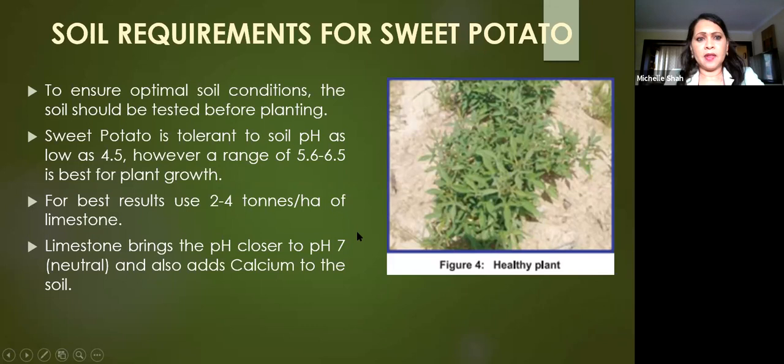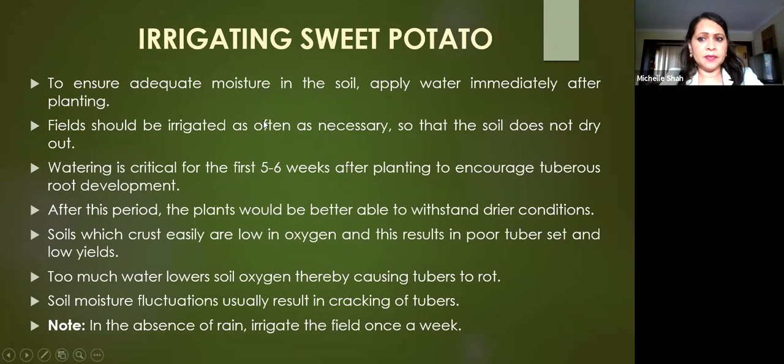Irrigating sweet potato. Ensure adequate moisture in soil by applying water immediately after planting. Fields should be irrigated as often as possible. Watering is critical in the first 5 to 6 weeks after planting to encourage tuberous roots. After this period, the plant would better be able to withstand drier conditions.